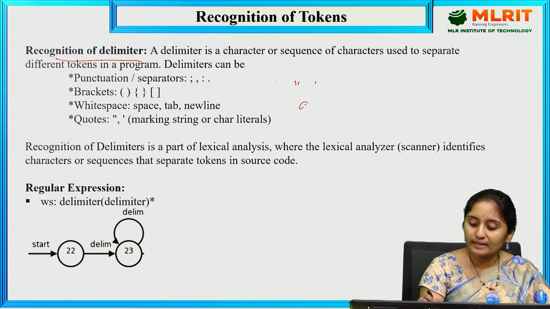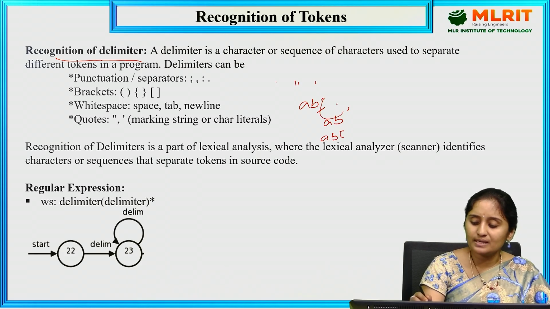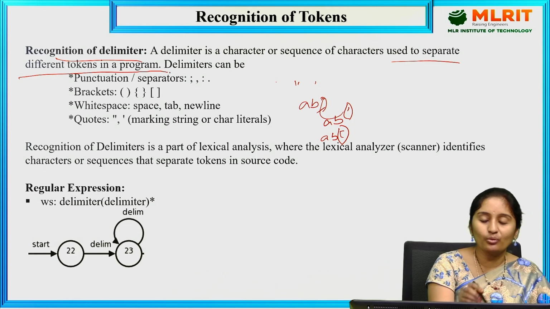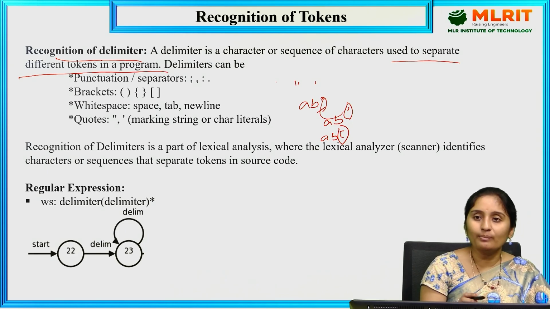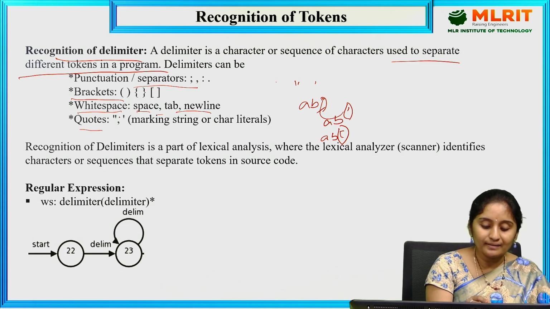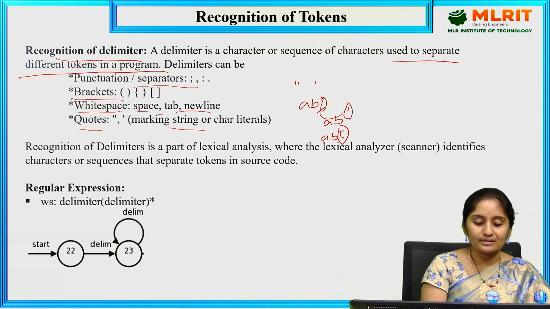For example, let me write here A B semicolon, or A B single literal, or A B open brace. All these are delimiters. The delimiters are used to separate the program into different tokens. Even if there are delimiters in a program, the program will execute and won't give any error, but still we will be removing all the delimiters. The punctuation marks or separators are delimiters. Brackets are also delimiters. White spaces like space or tab or new line, and quotations like single literal or char literals, all these are delimiters.